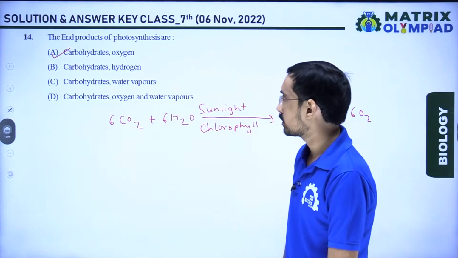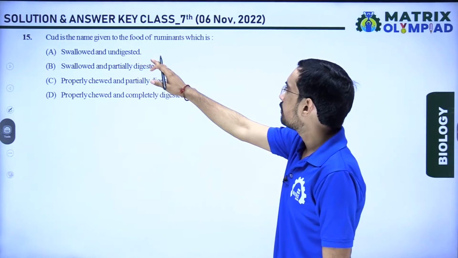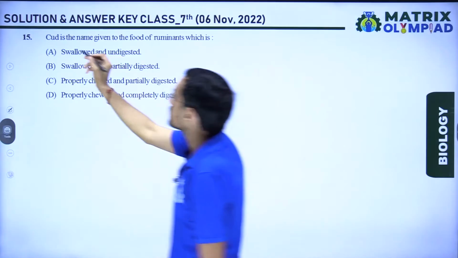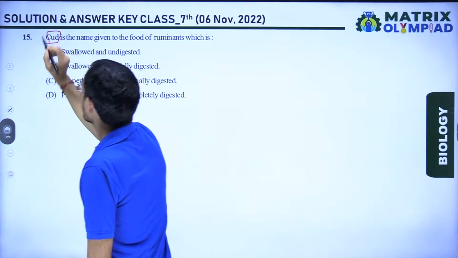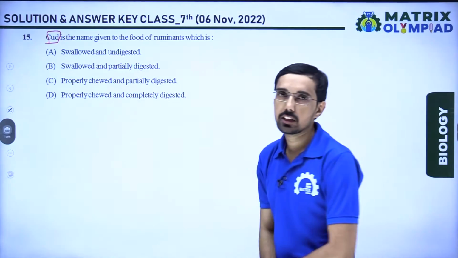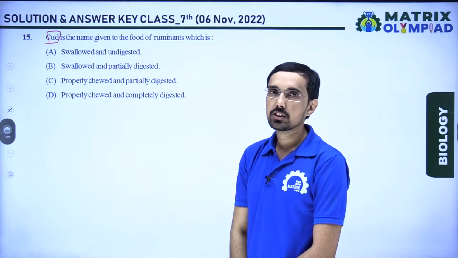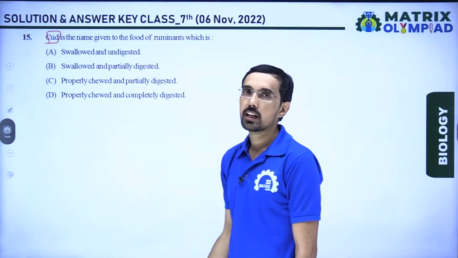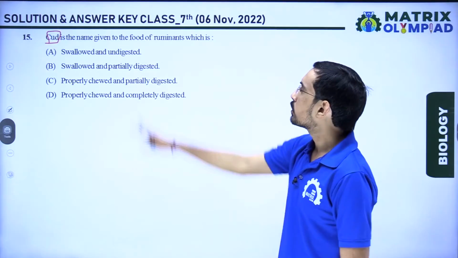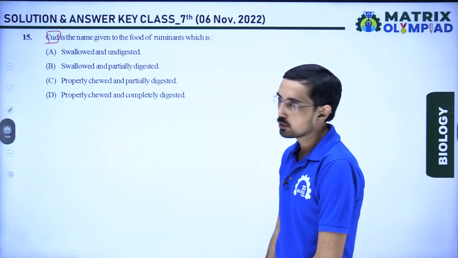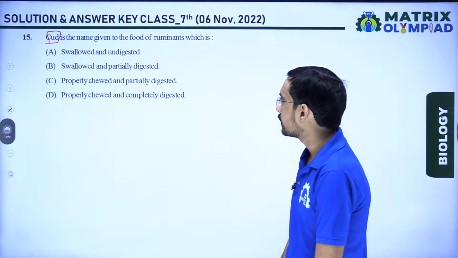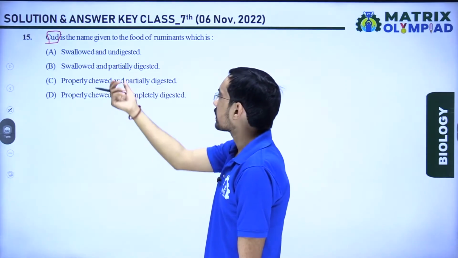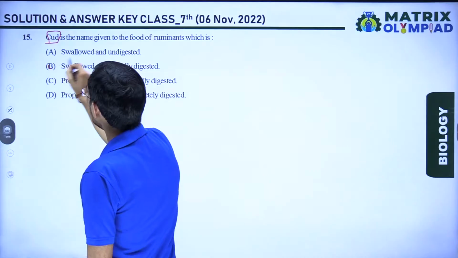Now move to the next question. Curd is the name given to the food of ruminants, which is... What does the word curd mean? It is partially digested food which ruminant animals bring back from the stomach and start chewing again. You can observe this in cow and goat. So our correct option will be partially digested and swallowed. So our correct answer will be option B.